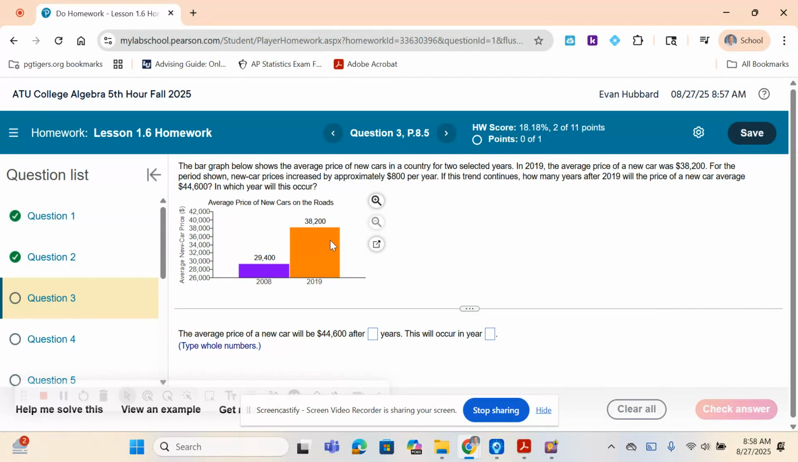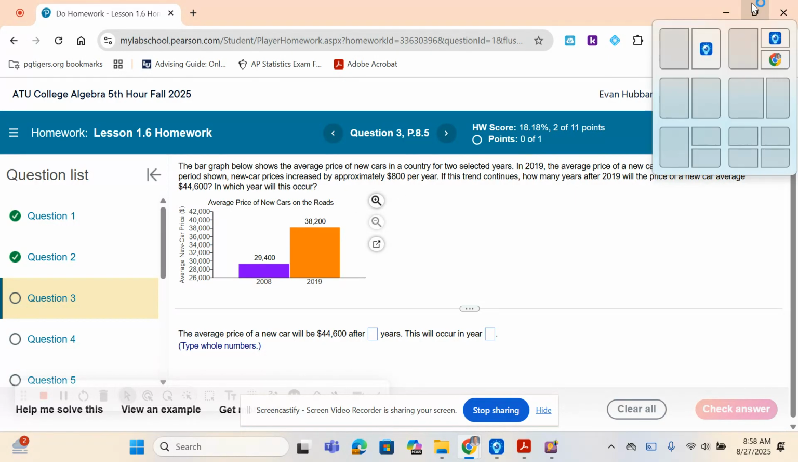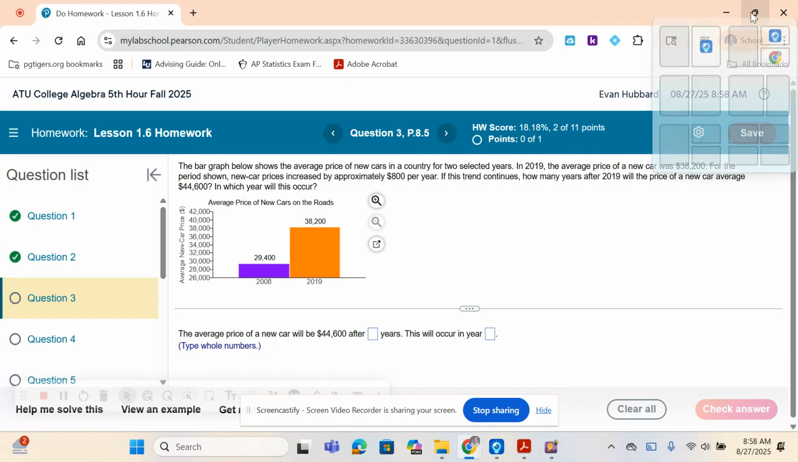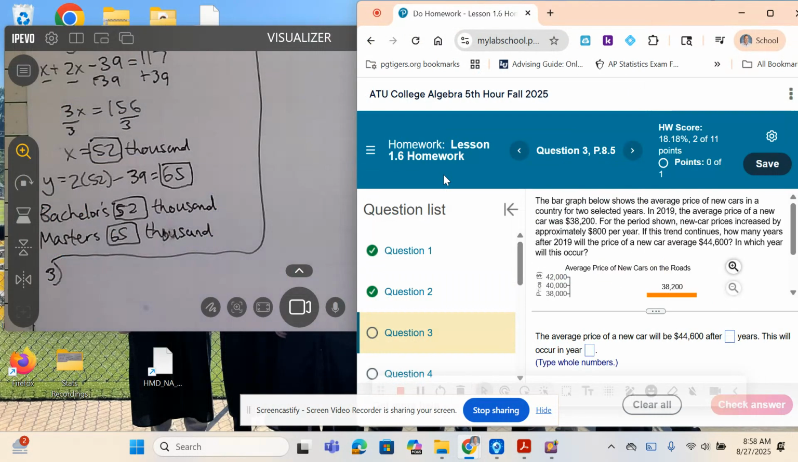In 2019, the average price was $38,200. New car prices increased by $800 per year. If this trend continues, when will the average price of a new car be $44,600? So we've got to make an equation of that. In 2019, the average car price was $38,200, and it's been increasing by $800 per year.